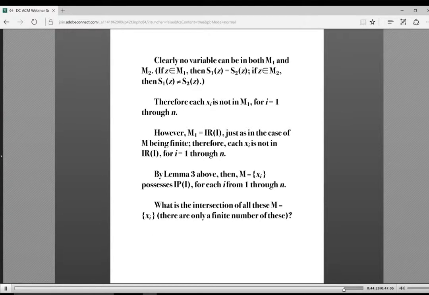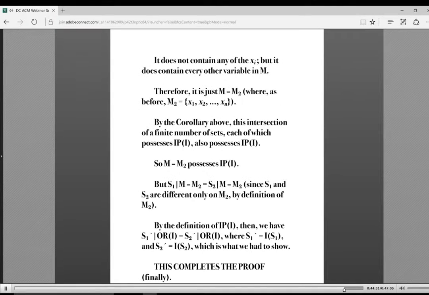What is the intersection of all these M minus the set consisting of just xi? There are only a finite number of these. It does not contain any of the xi, but it does contain every other variable in M. Therefore, it is just M minus M2, where before M2 was equal to the set x1, x2, up to xn. By the corollary above, this intersection of a finite number of sets, each of which possesses IP of I, also possesses IP of I. So M minus M2 possesses IP of I.